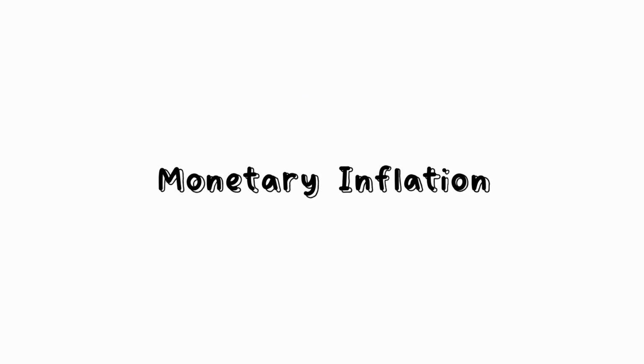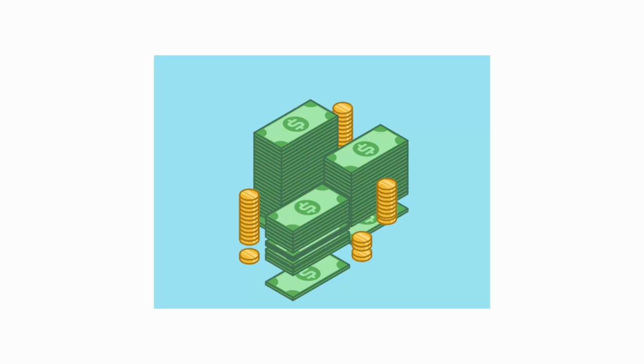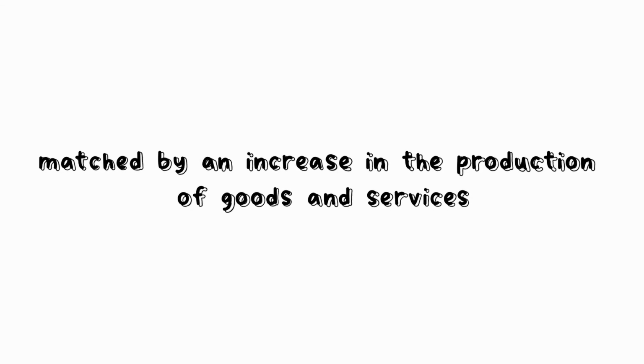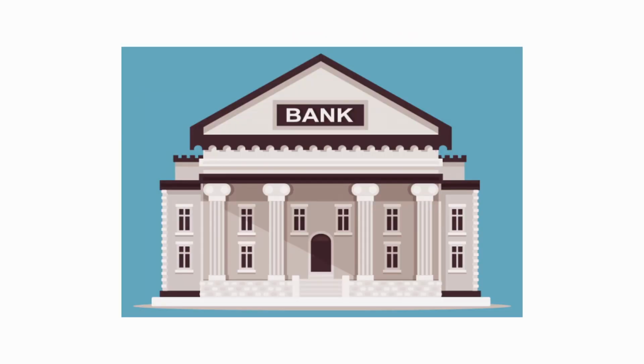Monetary inflation. Monetary inflation occurs when there is an increase in the money supply in the economy that is not matched by an increase in the production of goods and services. This can happen due to expansionary monetary policies by central banks, such as lowering interest rates or quantitative easing.